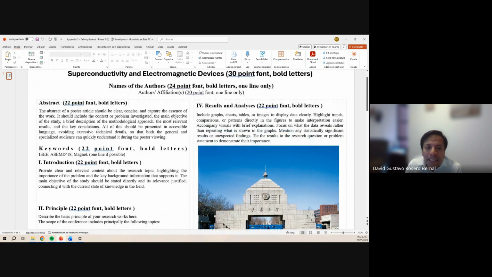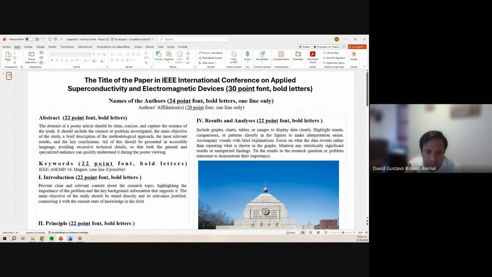The required sections: title, at the very top, 30-point font, bold. The title should be specific, descriptive, and informative. A good title tells the reader the problem, the technology, and the context.